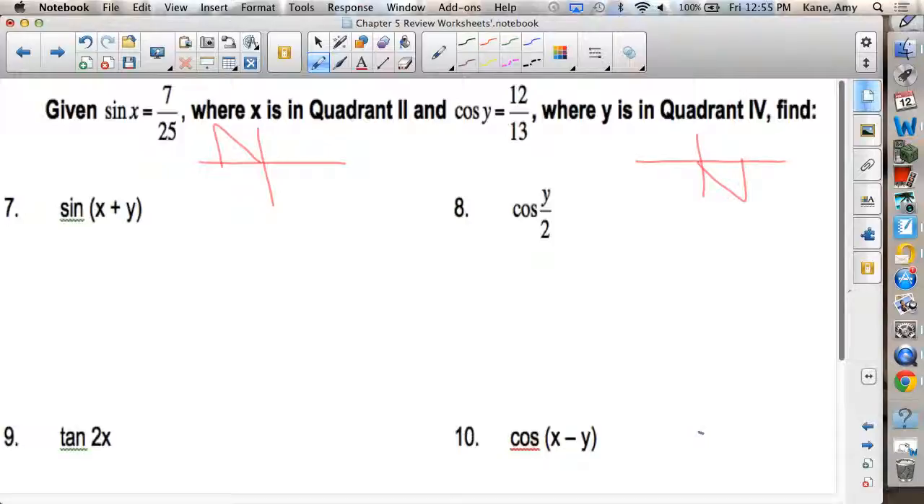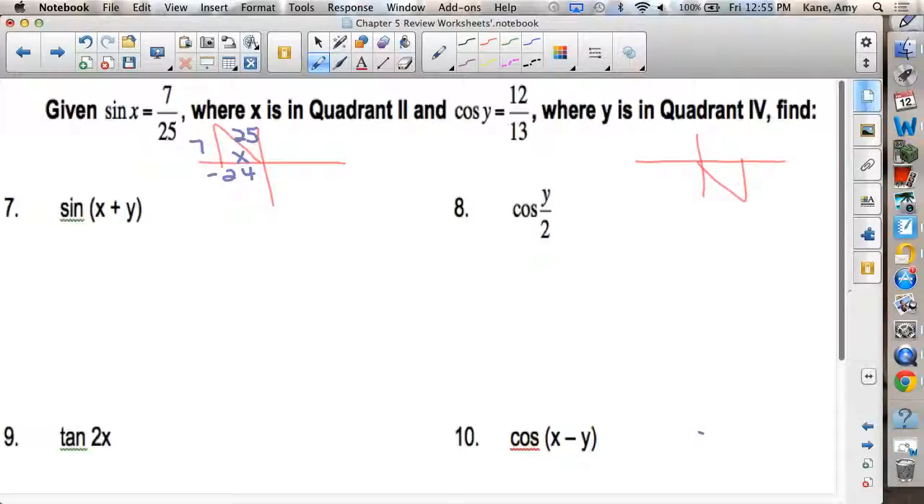Andrew, what 2 sides are sine? Opposite. Right, opposite and hypotenuse. So this is my x triangle. The opposite is 7, the hypotenuse is 25. Does anybody know what the adjacent side would be? 24. Positive or negative? Negative, yeah. So it's a negative 24.